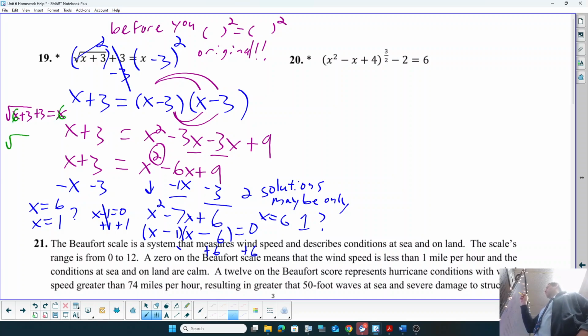So we get the square root of 6 plus 3, which is 9, plus 3 is equal to 6. The square root of 9 is 3. 3 plus 3 is 6. 6 equals 6. It works. So I'm a little bit worried about the 1 though. Let's try the 1.